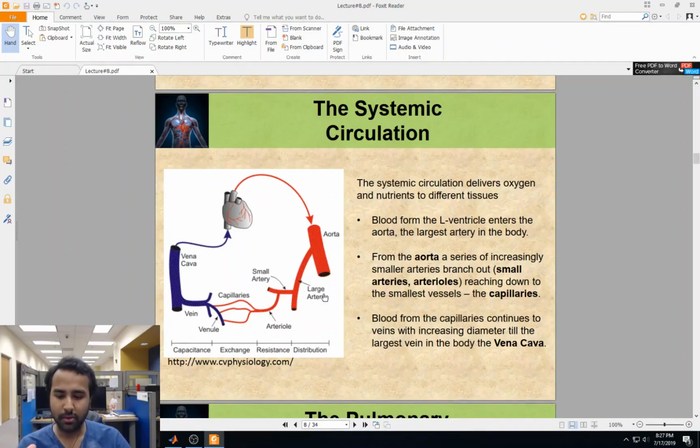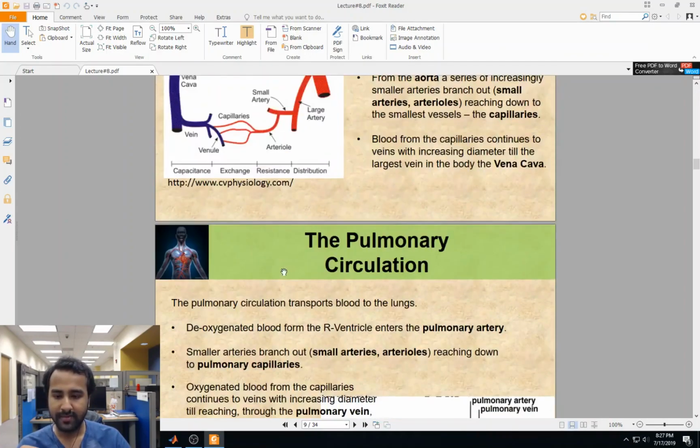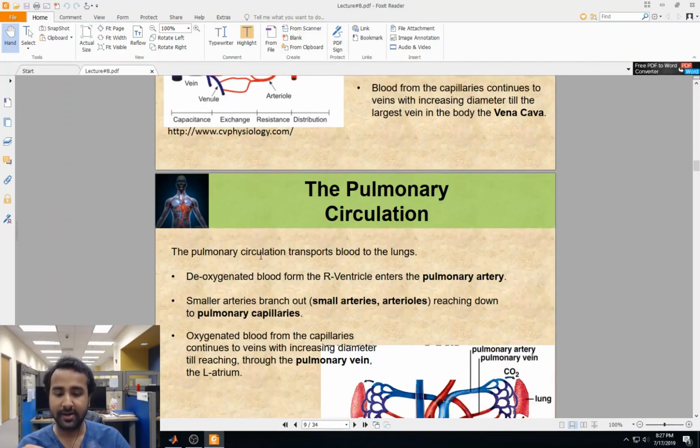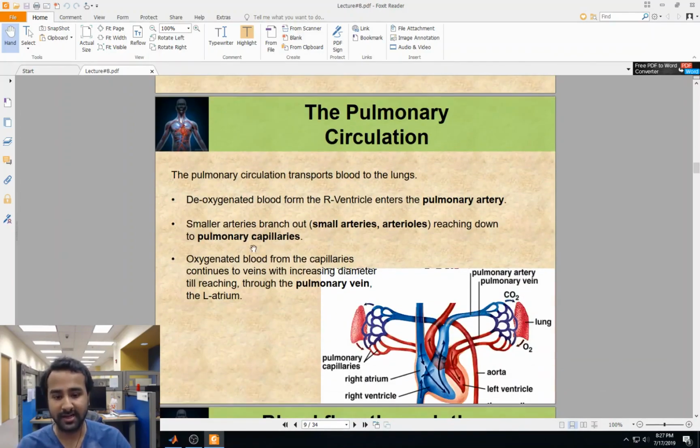And the only reason why we color these red and blue is just for picturesque purposes. Blood is still red throughout this entire loop, but it's easier to show deoxygenated blood as blue and oxygenated blood as red. So now that the blood has entered back into the heart from the vena cava, it's deoxygenated, so now it has to enter the pulmonary circulation to get reoxygenated.